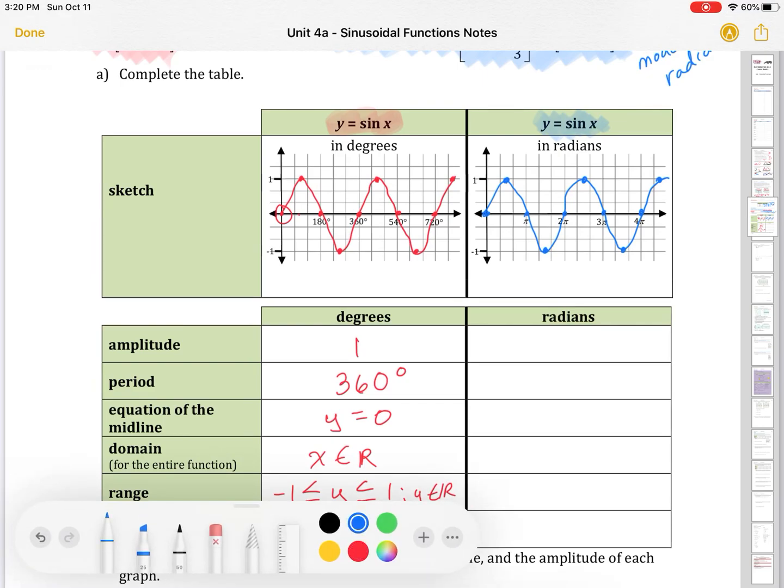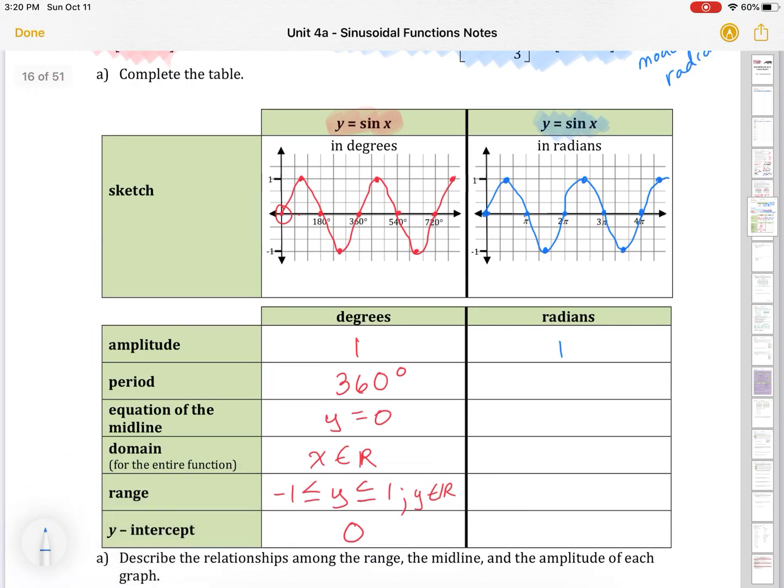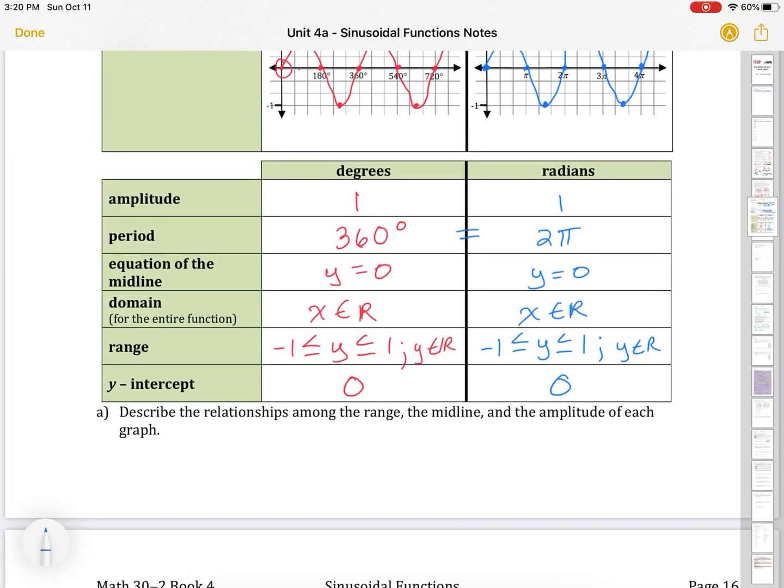Now, what happens with the other one? Slightly different. Amplitude is still 1. Our period from crest to crest is 2 pi. Remember, we said that those are equivalent. Equation of the midline, y is equal to 0. The domain, x is in the reals. Our range, very similar. In fact, it's identical. And our y-intercept is 0. Describe the relationships among the range, midline, and the amplitude of each graph.